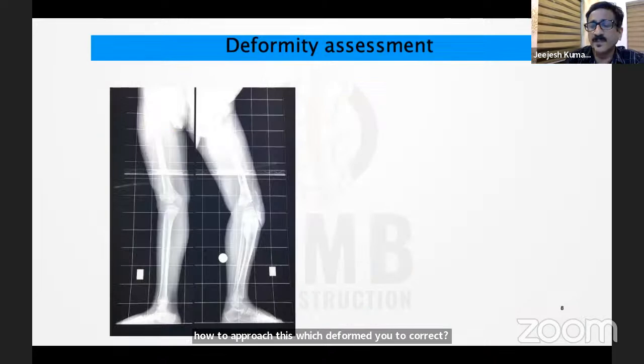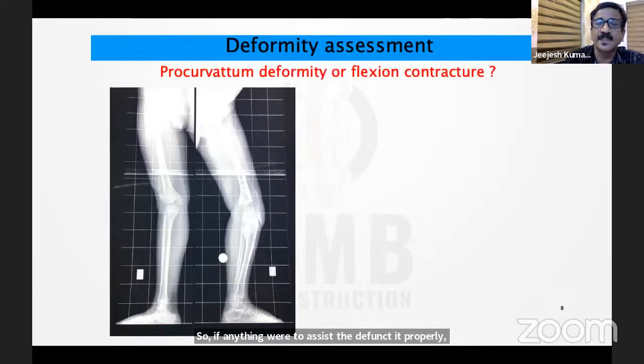Anyway, you have to assess the deformity properly. And here you can see the full-length lateral X-ray. What is this deformity? Whether it's a procurvatum deformity or a flexion contracture. So how do you find that?